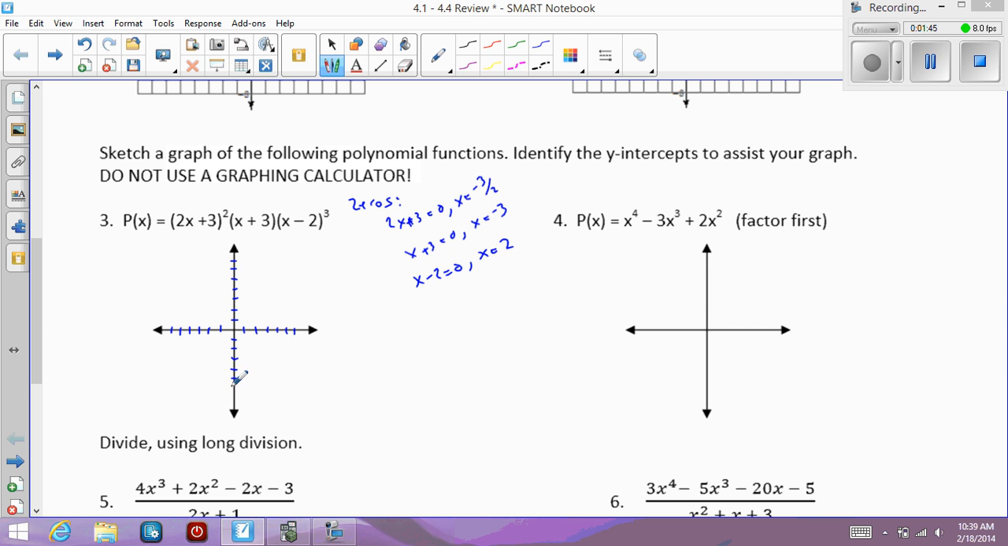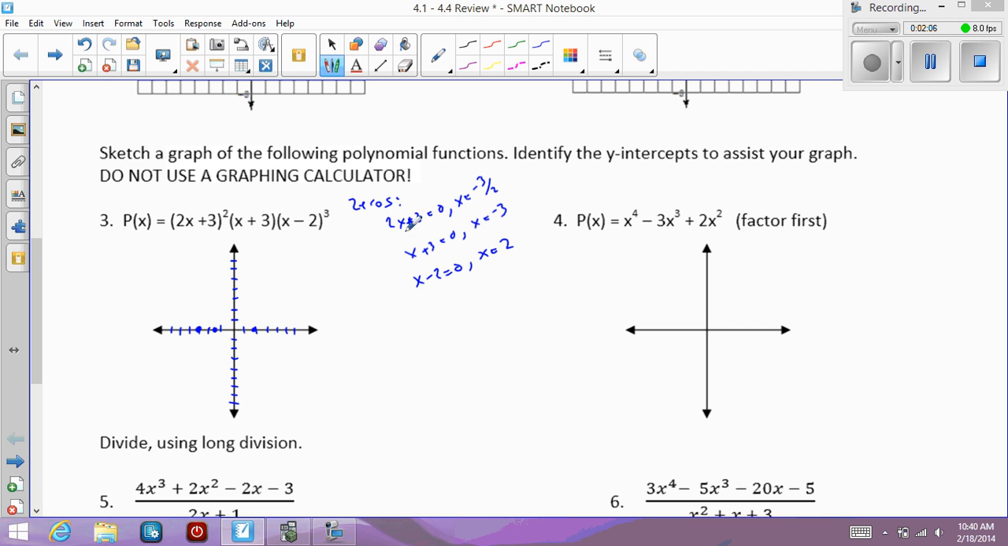Okay, so that's done. Good enough. All right, so negative 3 halves is negative 1.5. So I'm going to plot that point right here. Negative 3 is over here, and positive 2. Okay?